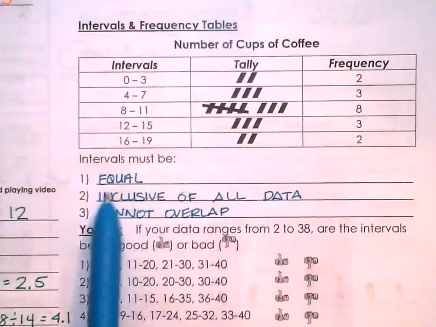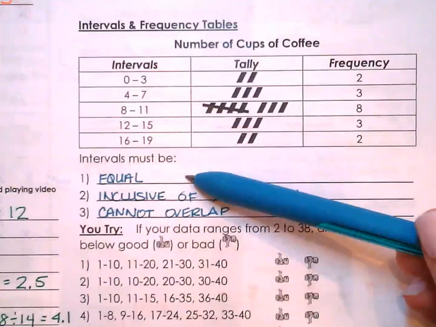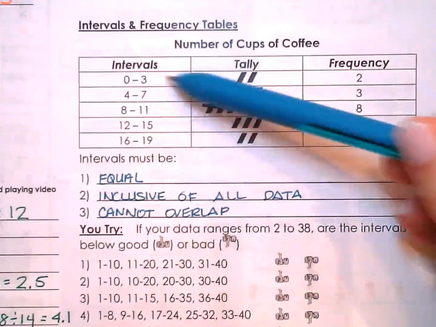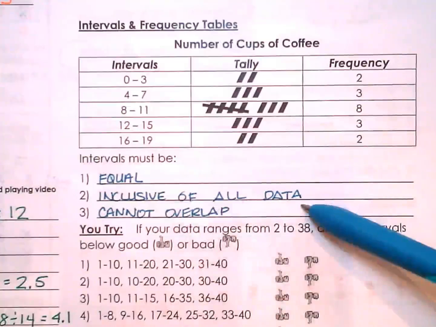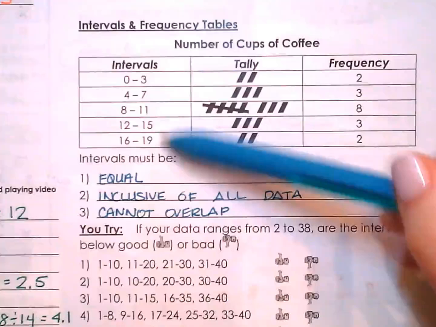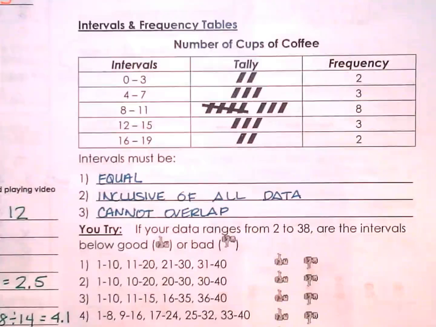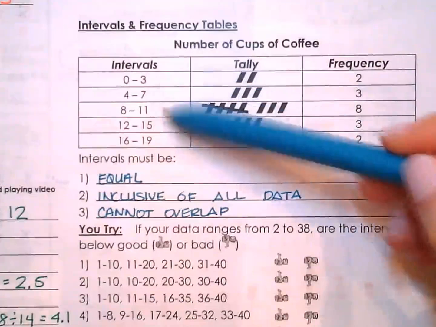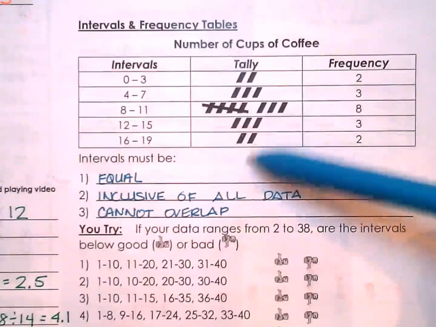So if we're looking at it again, there are 3 main qualities that a proper interval will have. It has to be equal, meaning that there's the same number of options in each section. It has to be inclusive of all data, meaning it's got to go from the lowest piece of data that we've collected all the way to the highest. And it cannot overlap. And one of the big ideas here is that in a frequency table where we're using intervals, I can't tell you exactly what the responses were for any of these tallies.